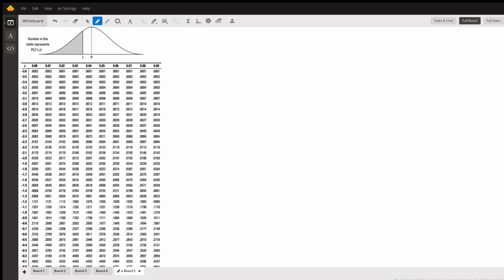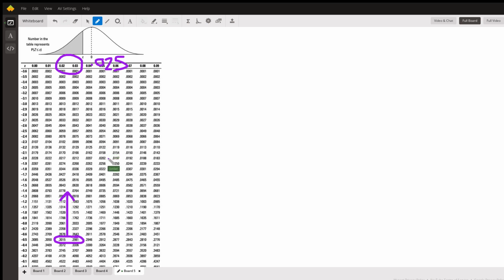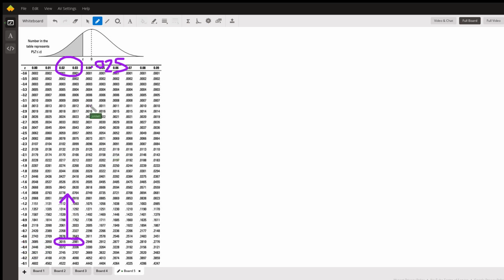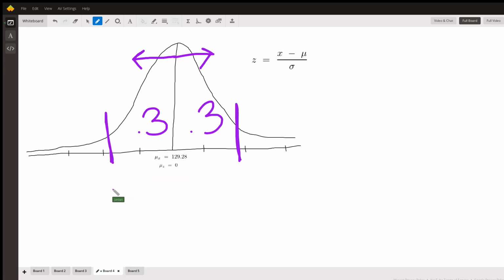I cannot find it. Give me a second. Looks like it's going to be between these two. What we do in this situation where you have a cutoff in between is that when we go up to find the corresponding value, we'll just look in between these two. So instead of saying 0.02 or 0.03, we'll just say 0.025. And that's usually fine. Our corresponding value is negative 0.525.